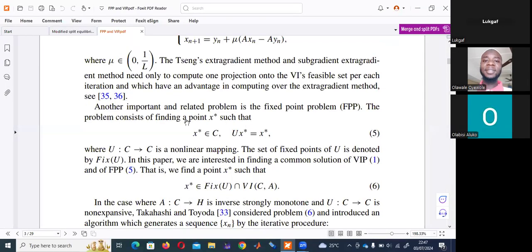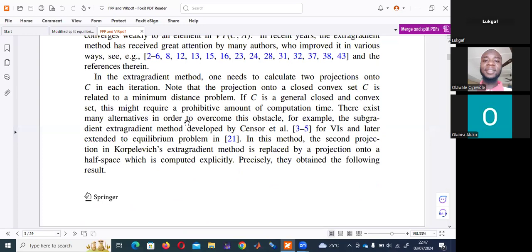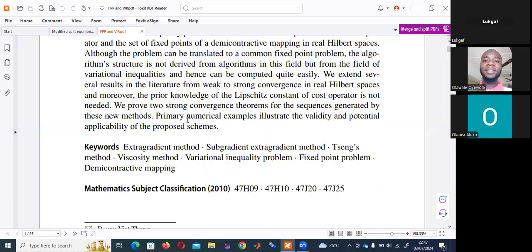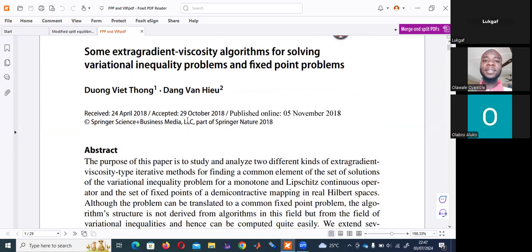where U is a nonlinear mapping. So we have seen these two problems. Okay, so the next thing to do is to check what they actually did, because it's a published paper. So an abstract will give us a direction to what was done in the paper.